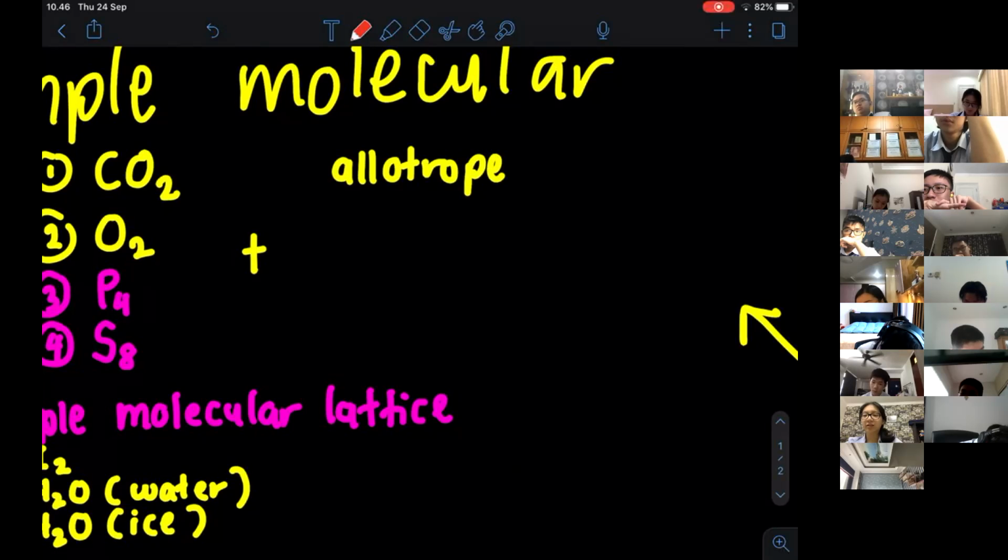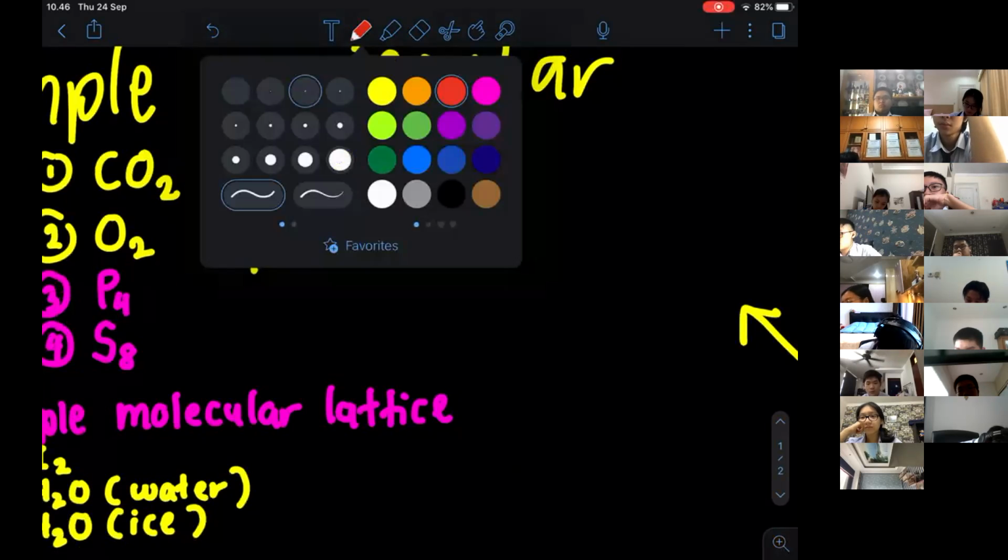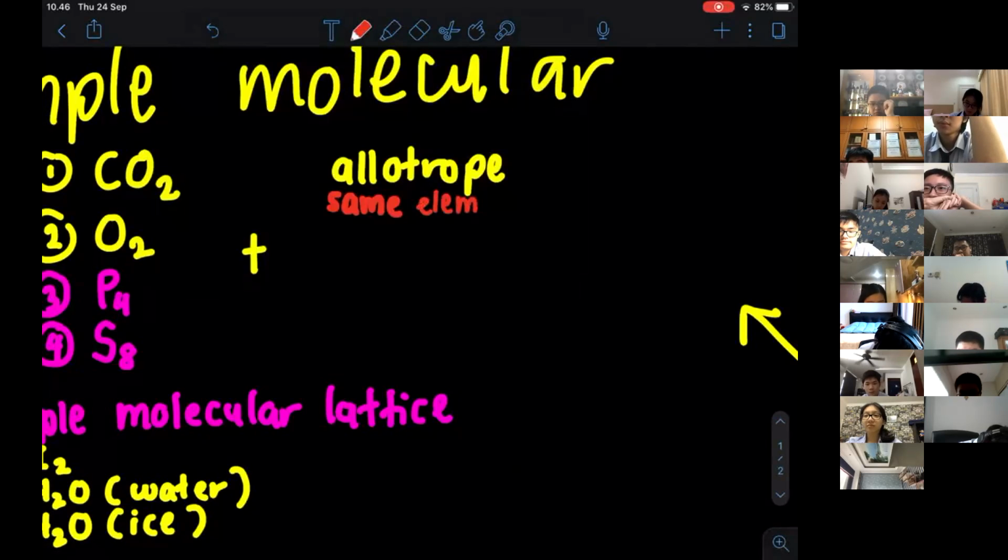They have different physical forms. Yes, so it means the same element, but different forms. Same element forming different structures.